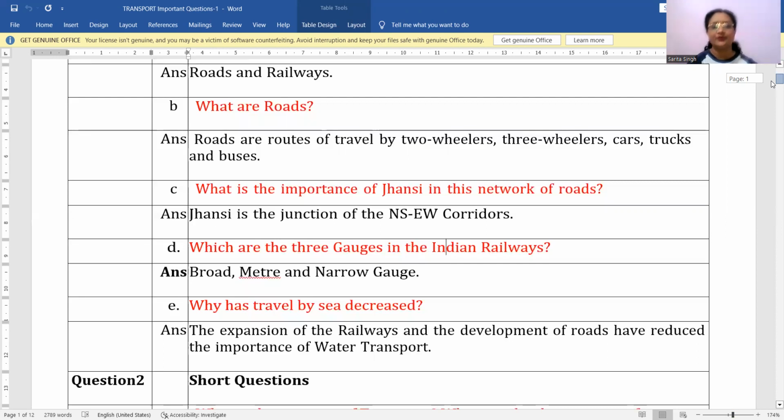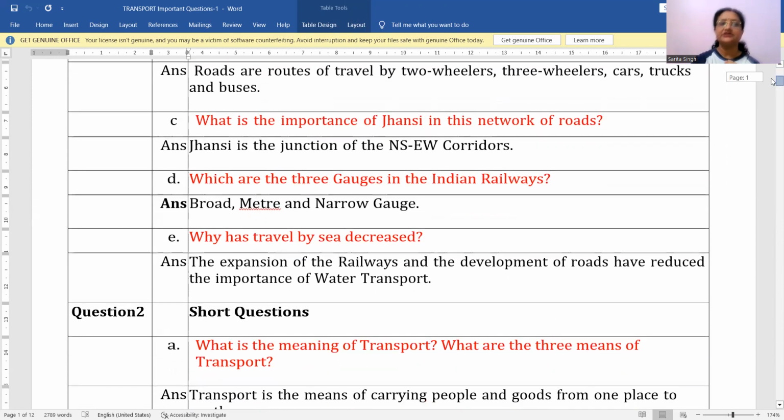Which is the junction point? Which is the place that is actually junction in between north south and east west corridor? जहां ये दोनों corridors intersect करते हैं, that is actually a point, that is a place which is the junction, and that is Jhansi. Okay, तो ये आप याद रखना. It is the junction point.